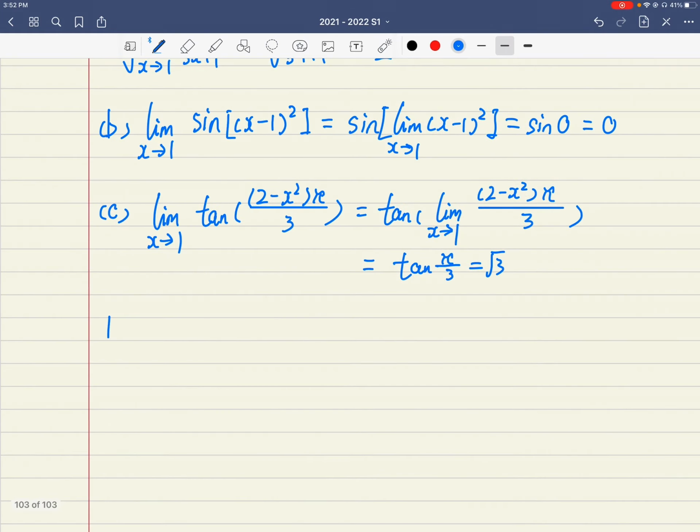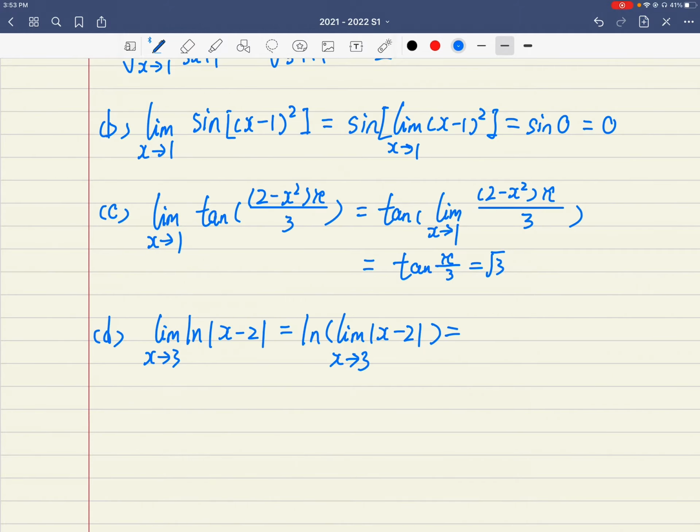Okay. Part D. It's the limit of ln of the absolute value of x minus 2 when x is approaching 3. Ln is a continuous function when x is positive. Right here, it's an absolute value, so it's just ln of the limit of x minus 2 when x is approaching 3. Okay, so it's ln 1, which is 0.